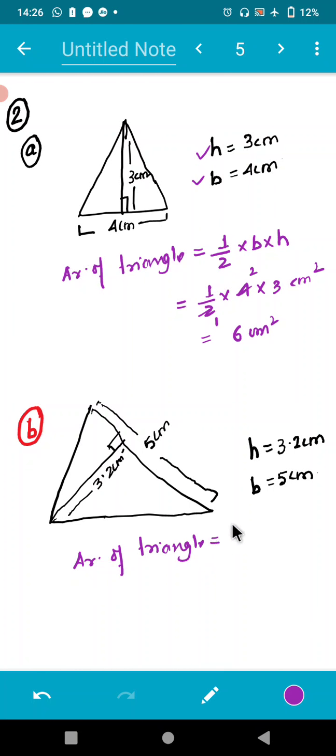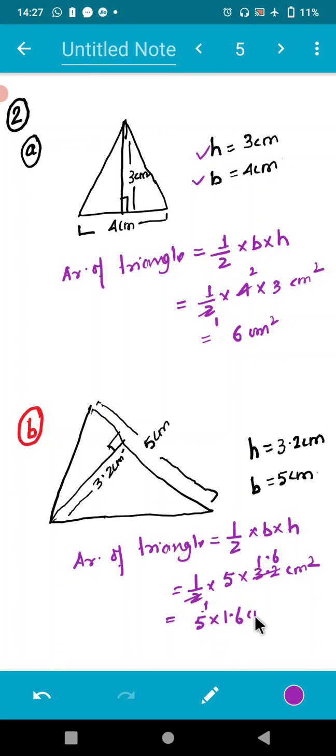So area of triangle will be what? Half into base into height. So half into base is what? 5, and height is 3.2, and the unit would be centimeter square. We'll reduce this 3.2 with this 2. So 2 ones are 2, 1.6. So 5 into 1.6 centimeter square, and this would be equals to 8 centimeter square, students.